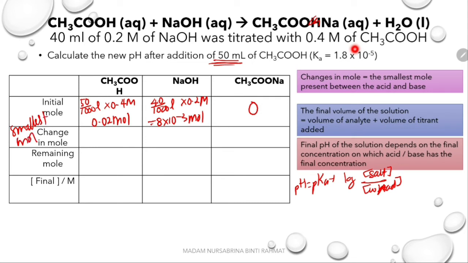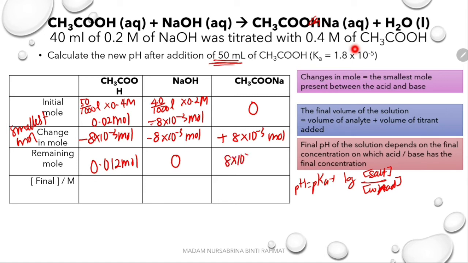So the smallest mole now is NaOH, so minus 8 times 10 to the power negative 3 mole. In our sodium ethanoate, we are producing, so the change is positive. Our ethanoic acid is 0.02 mole initially, then we use up 8 times 10 to the power negative 3 mole, so we have 0.012 mole remaining. NaOH is completely used up, so 0. And we are producing 8 times 10 to the negative 3 mole of sodium ethanoate.